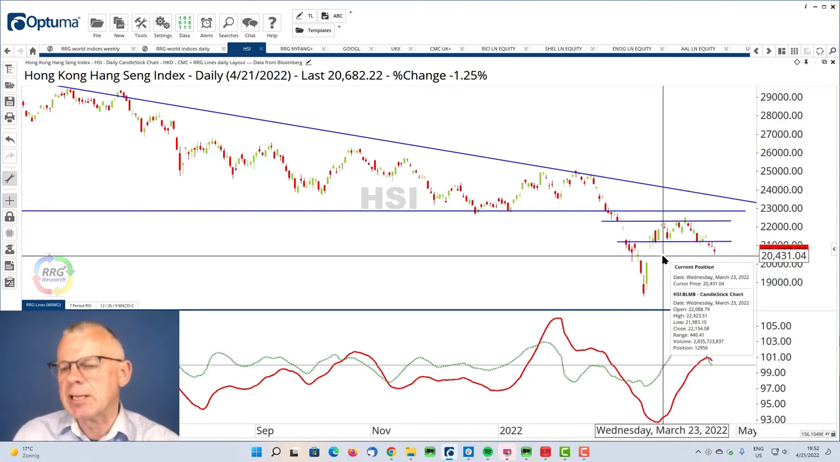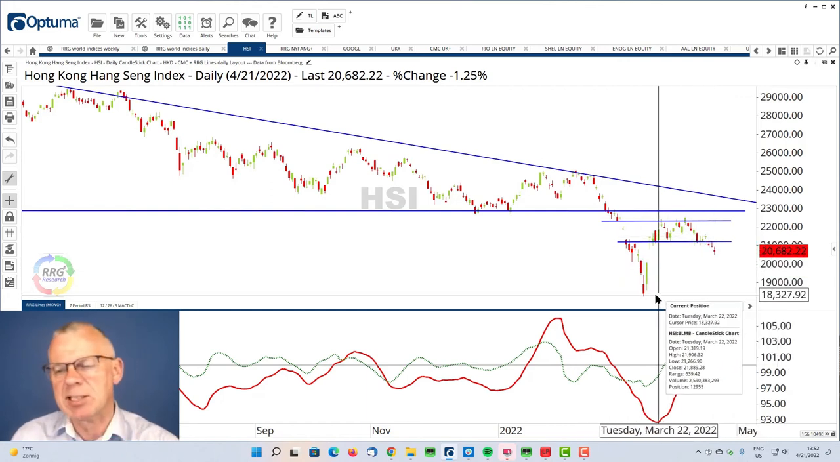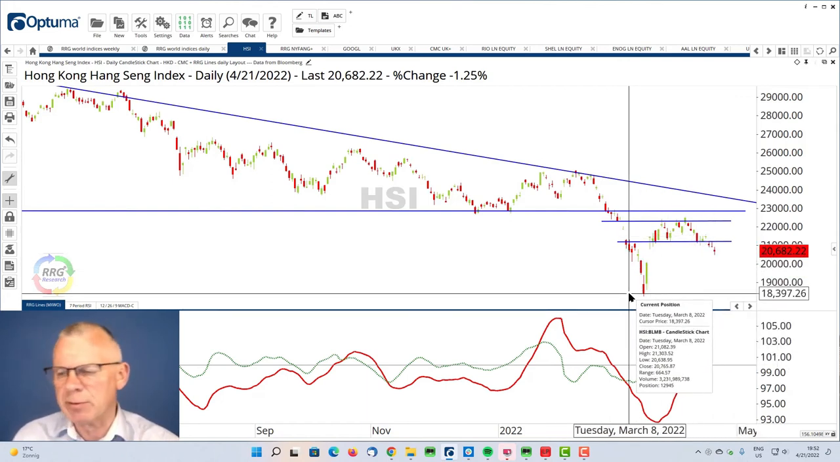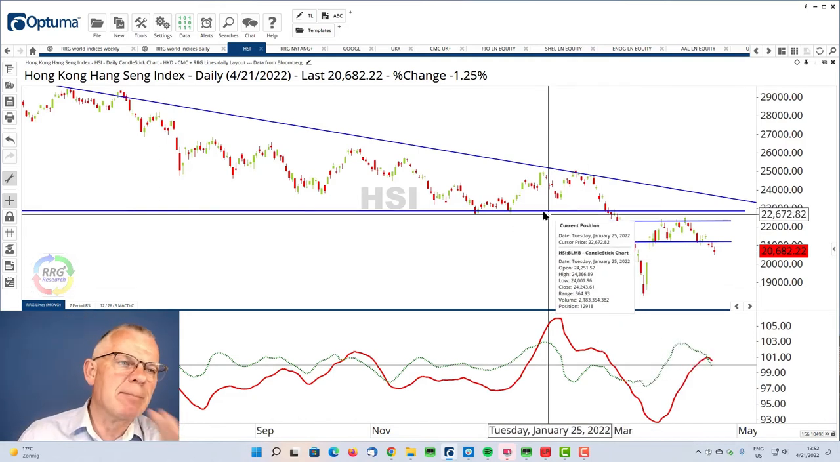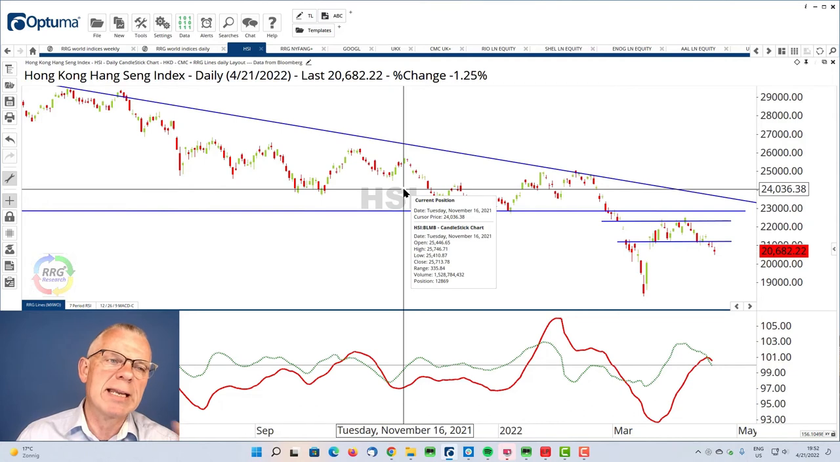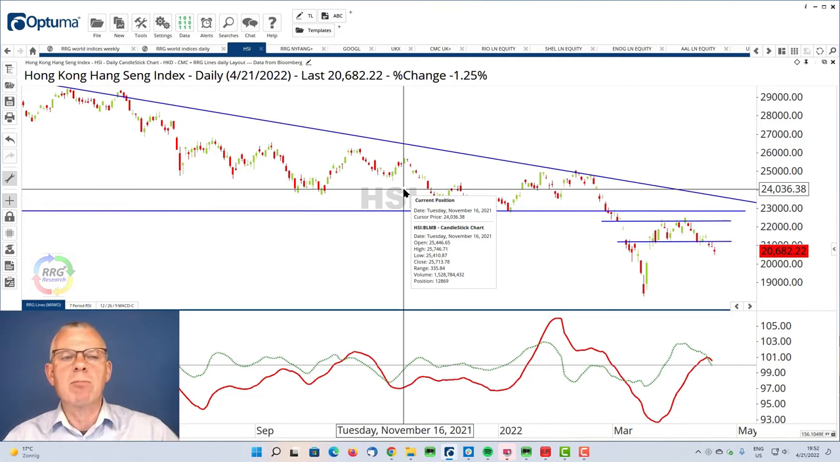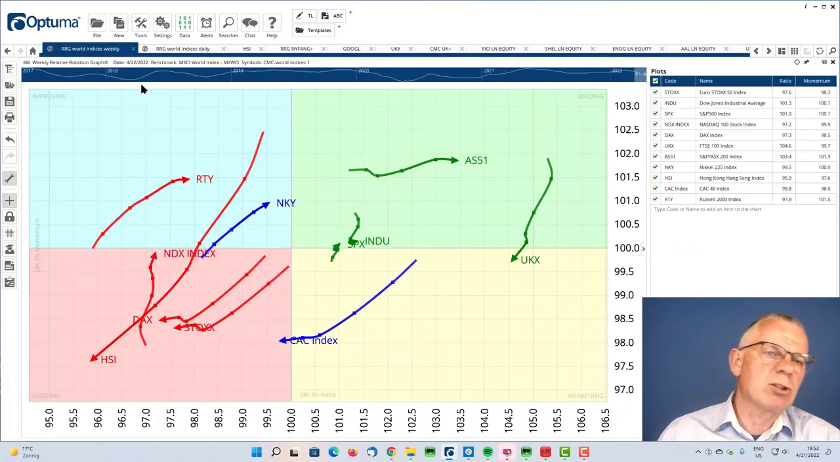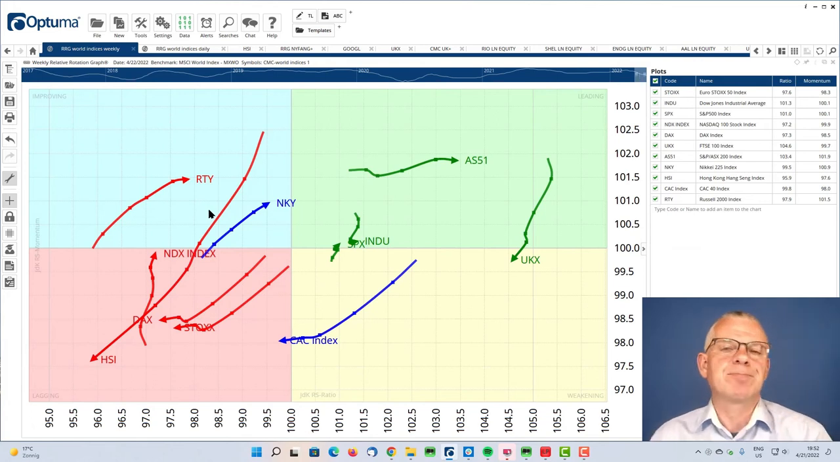I wouldn't be surprised if this goes back for a test of the levels of that previous low around 18,400. So that makes the Hong Kong index, the Hang Seng index, one of the weaker tails on that RRG.